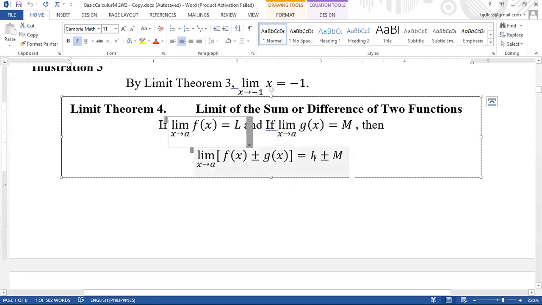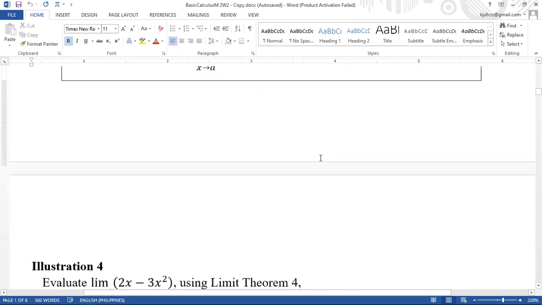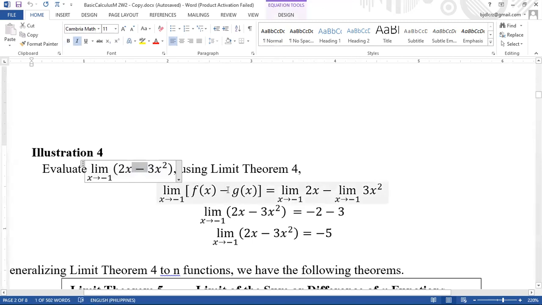First, we find the limit of the first function. That's why we call it L, and for the second function we also find the limit, that's why it is called M. Then apply the operation, whether plus or minus, depending on the equation given to us. For example, the limit of 2x minus 3x squared as x approaches negative 1. So the limit of f of x minus g of x, since minus is already placed, so we use minus, as x approaches negative 1.